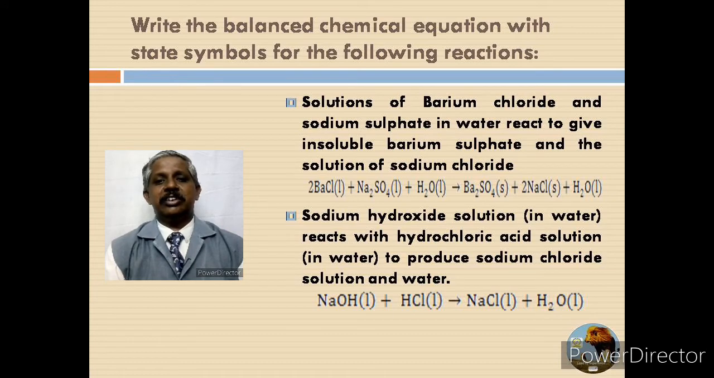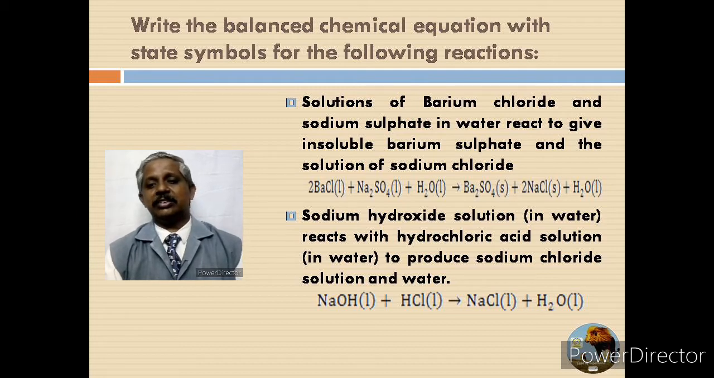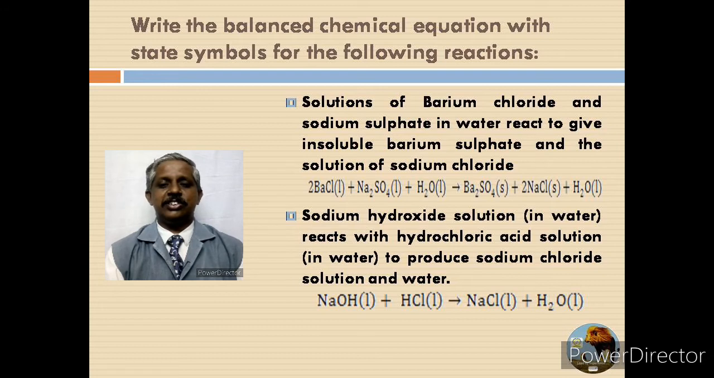Write the balanced chemical equation with state symbols for the following reactions. Solutions of barium chloride and sodium sulphate in water react to give insoluble barium sulphate and the solution of sodium chloride. You can see the balancing of the reactions, as well as L representing the liquids and S representing the solids. Sodium hydroxide solution in water reacts with hydrochloric acid solution in water again to produce sodium chloride solution and water. Here also you see the L's being mentioned.